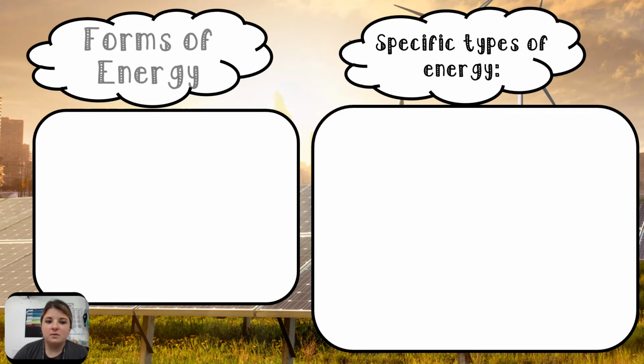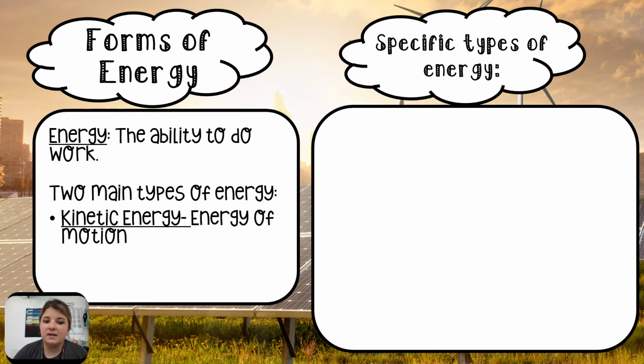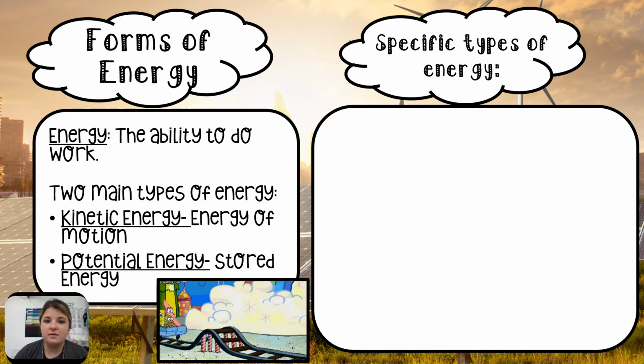So first up, we're going to talk about the forms of energy. Energy itself is the ability to do work. We have two main types: kinetic energy, which is the energy of motion, and potential energy, which is stored energy. You learned about both of these last year, so this should just be a review.